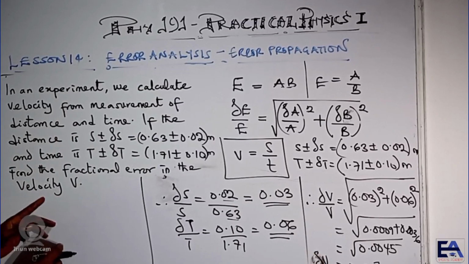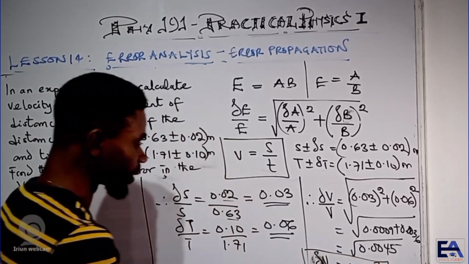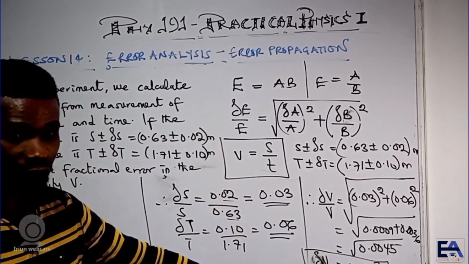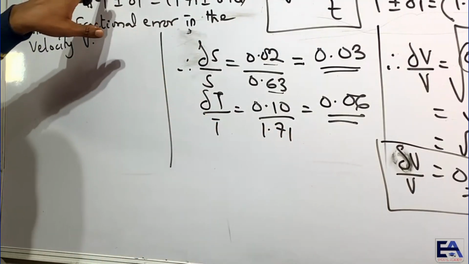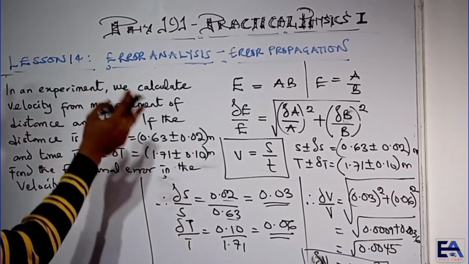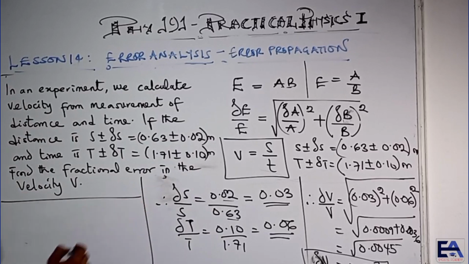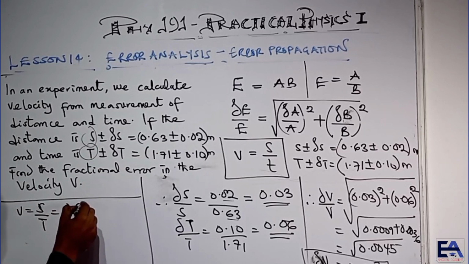Now, the question says we should find the fractional error in V. We have already gotten the fractional error, which is this answer. This is the result for the fractional error in V. But just in case we want to represent V the way this one and this one are represented, it's quite easy. We need to find what the actual V is. The actual V is not given in the question. So actual V is equal to displacement over time. So we are going to use the actual S over actual T, which is 0.63 over 1.71.